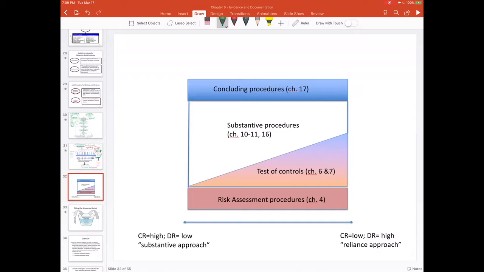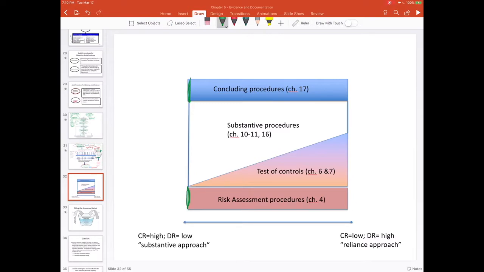And this slide is also illustrating the same thing, but in a different way. So we have a few different visual illustrations of this concept. This is one I really like. It's basically showing the amount of audit procedures you have to do. Basically, it's saying, okay, you have to always do risk assessment procedures, right? You're always going to have to do some concluding procedures. So I'm always going to have to do this much risk assessment and this much concluding procedures.